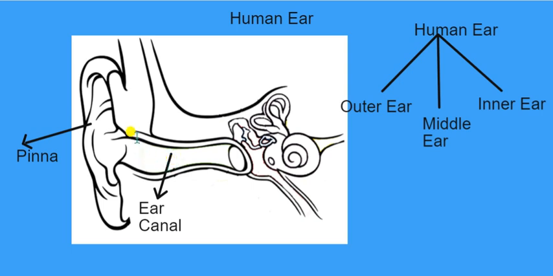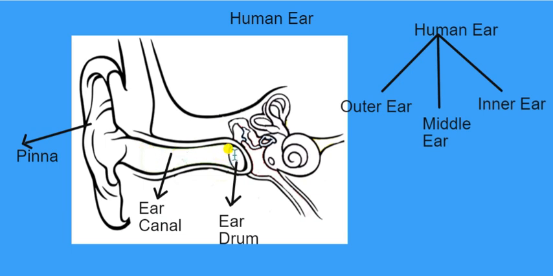As soon as the sound waves enter from the outer ear, they reach the middle ear. The first part of the middle ear, which separates the outer ear and the middle ear, is known as the eardrum. Eardrum is the first part of the middle ear. It's a delicate membrane or a skin-like structure which allows the sound waves from the outer ear to enter into the middle ear. Sound waves entering from the ear canal hit the eardrum.